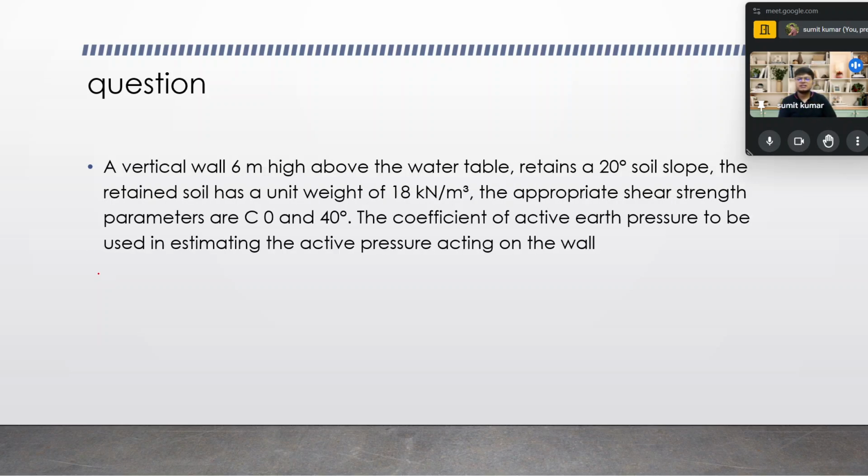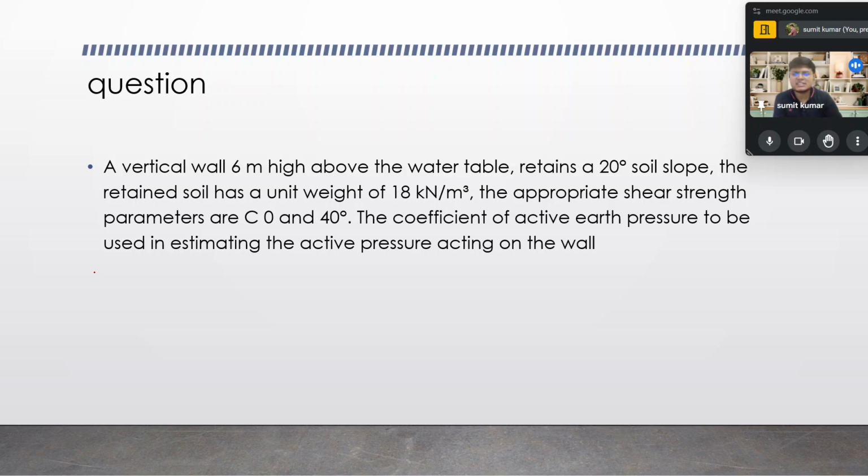The next question is: a vertical wall 6 meters high above the water table retains a 20-degree slope. The retained soil has a unit weight of 18 kilonewton per meter cube. Approximate shear strength parameters C and phi are 0 and 40 degrees. What is the coefficient of active earth pressure to be used for estimating the active pressure acting on the wall?